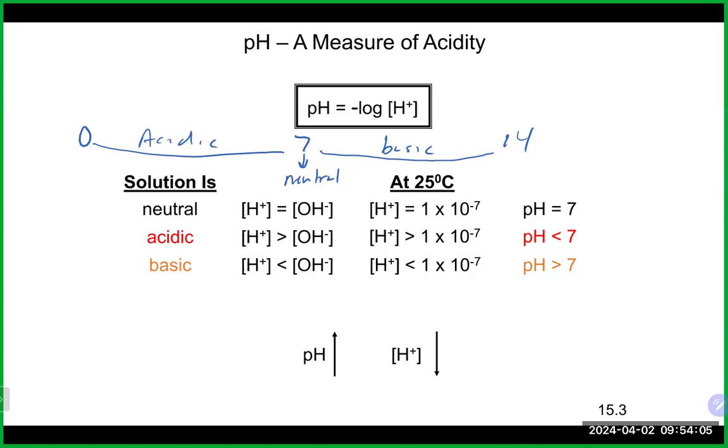are super, super close to 7, like 6.999 or so. So very, very close to 7 is what we're going to consider neutral. If there's anything above or below 7, we'll consider it either slightly basic or slightly acidic. 7 is sort of your center point. As you go towards 0, you become more acidic. And obviously, as you come towards 14, you become more basic.